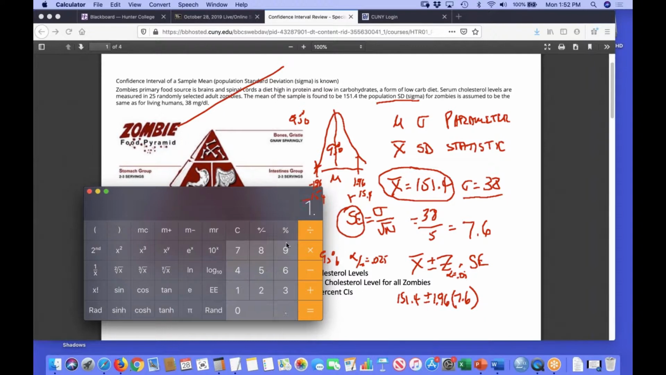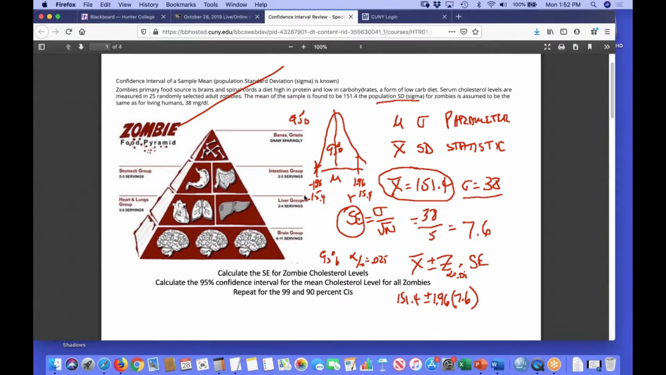1.96 times 7.6 is equal to 14.89, or 14.9 roughly. What do we call that number, by the way? Okay, this is 14.89, right? 151.4 plus or minus 14.89.